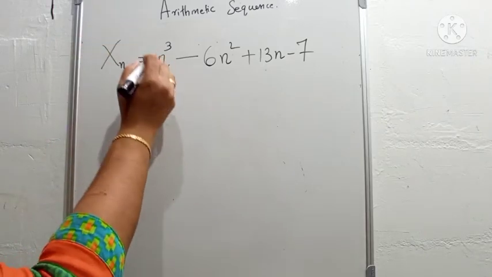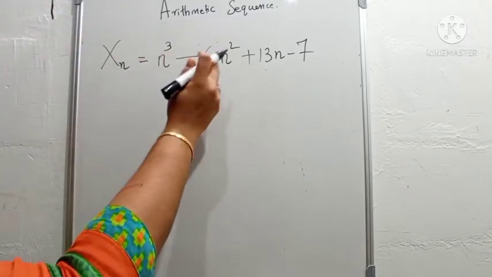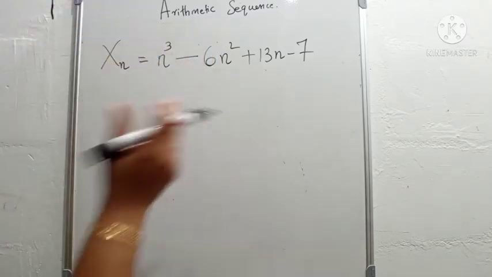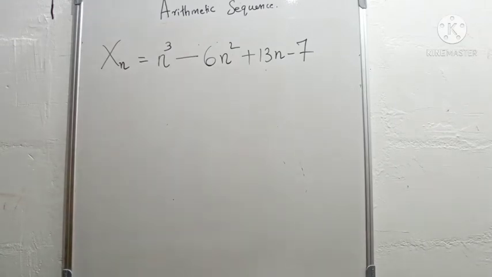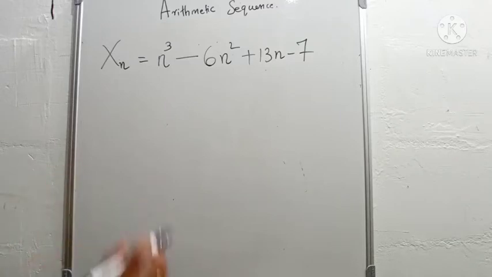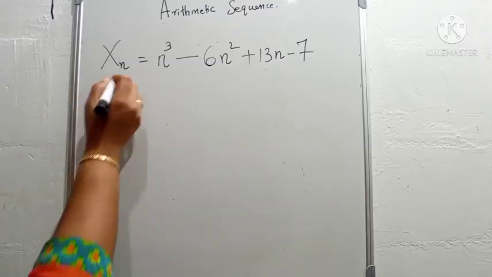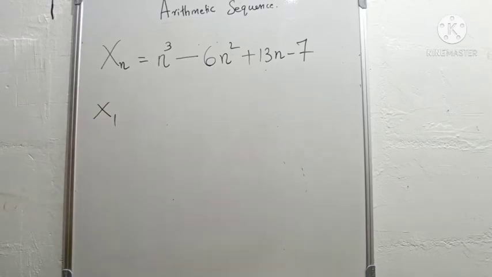In this sequence, if n is equal to 1, we get the first term. If n is equal to 2, we get the second term. If n is equal to 3, we get the third term, and if n is equal to 4, we get the fourth term. So, first I am going to find out the terms of this sequence by giving different values to n. Then only we can say whether this one is an arithmetic sequence or not. First, I am going to find out the first term, that is x1.